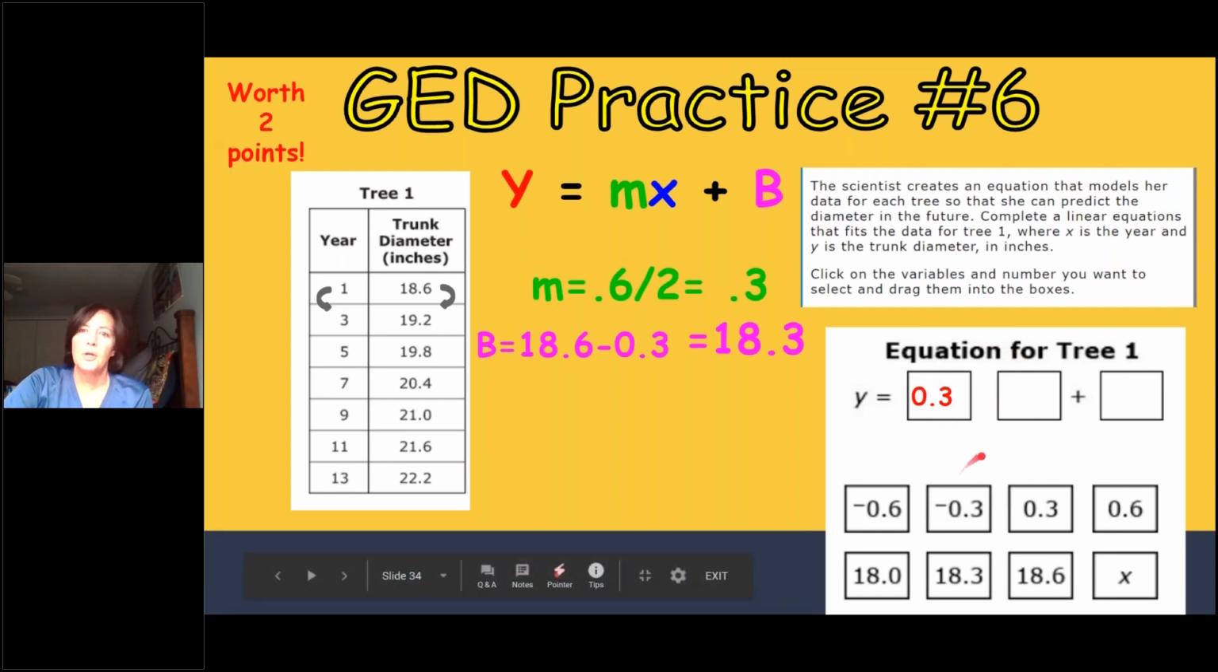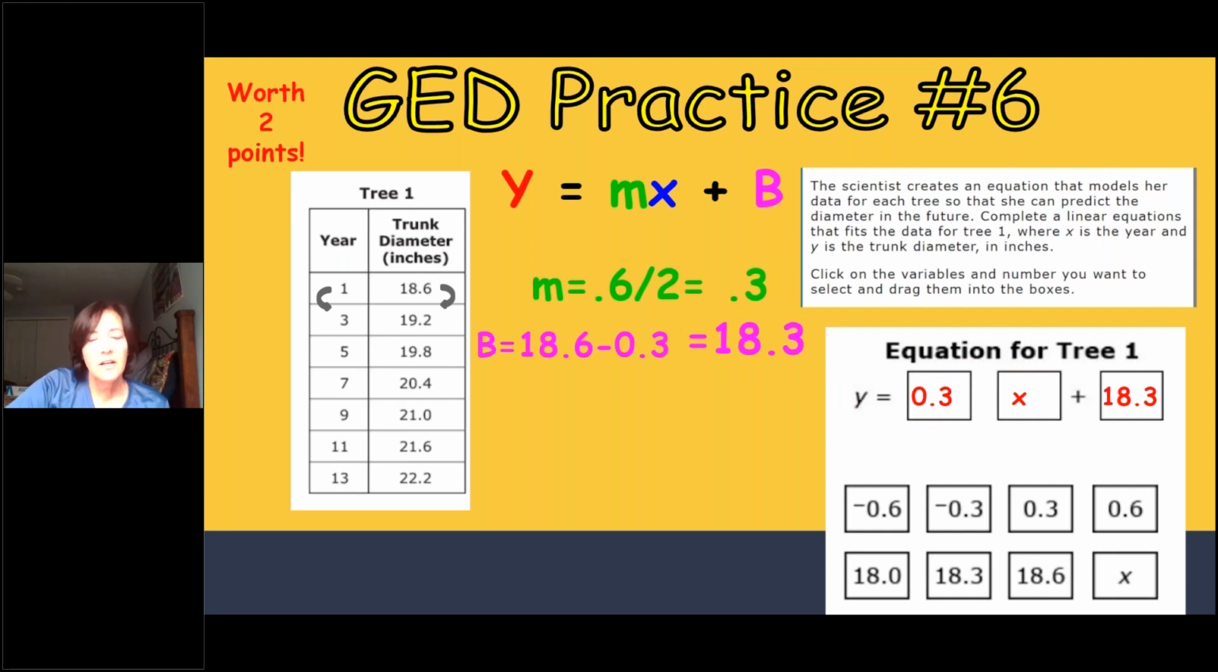So now I'm clicking and dragging their values down here. We know that y, we left y. Our slope, or our m, was 0.3, so I dragged the 0.3 up there. The next thing is going to be the x, so the x goes right next to it. And now we're going to add the y-intercept, and we just figured out the y-intercept was 18.3.